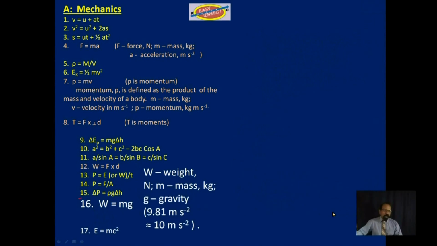So now we are looking at this formula. Weight is equal to mass times gravity. This W is not work as we did in the previous formula. This W is weight, and it is measured in newtons. M is mass in kilograms. G is gravity, which a good estimate is 9.81 meters per second squared. But sometimes CSEC asks students to use 10 to make it easy for you.